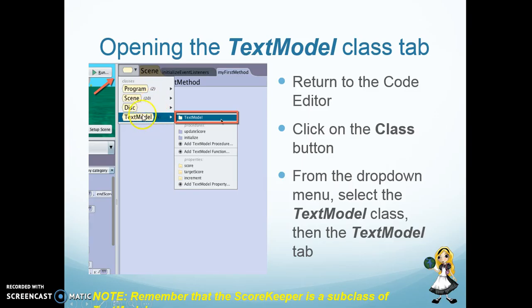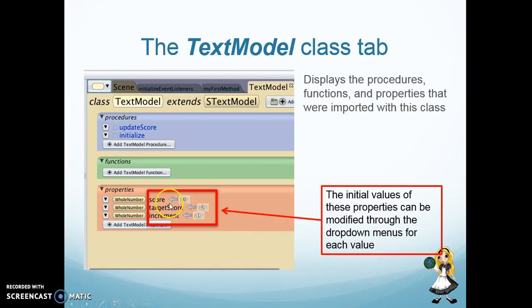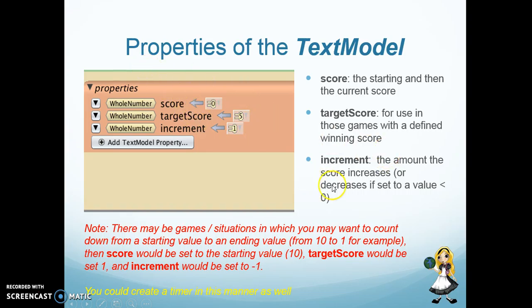So these are the things that you've added. The text model, that is the score, and we're going to take a look at some of the things of it. Here are the properties that have been initialized, and they can be modified through these drop-down menus, which is really cool. The increment means how much it is going to change by. Is it going to change by 1 or 5 or 10? That's up to you. And again, if you want it to go down, you can call it decrement. Decrement means to decrease by whatever set of numbers. Increment means to increase.